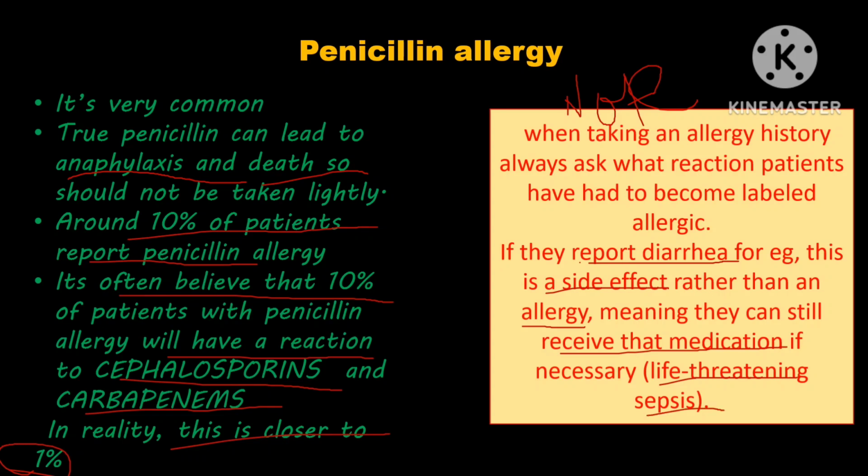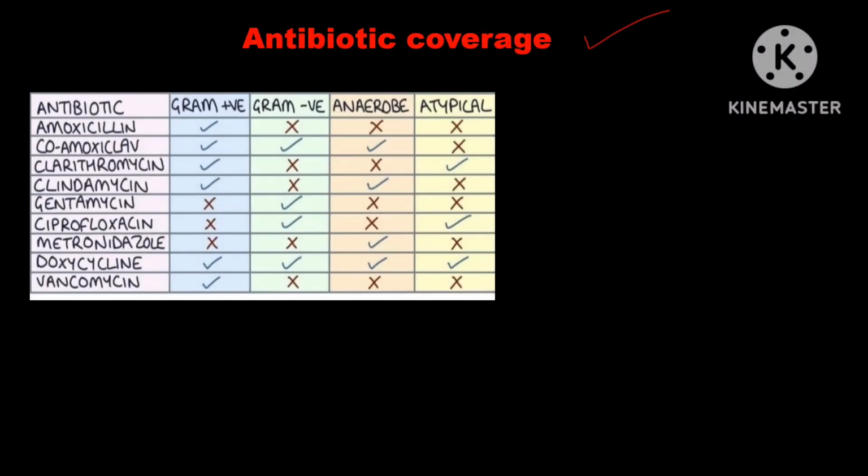Next, here we will see the antibiotic coverage. The amoxicillins are sensitive towards gram positive bacteria, and they are resistant toward gram negative, anaerobic and atypical bacteria. Next, co-amoxiclav is sensitive towards gram positive, gram negative and anaerobic bacteria, whereas it is resistant toward atypical bacteria.